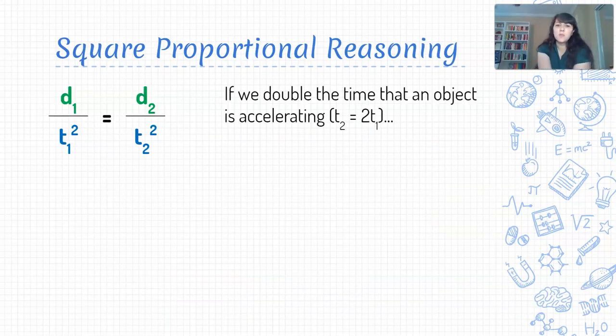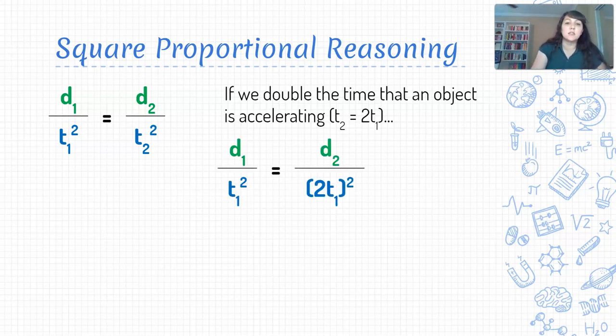So let's unpack what that means and how we can use that information, okay? So say, for example, I'm trying to predict the displacement of an object once it's traveled for twice as long as where it currently is, all right? So I'm doubling the amount of time that my object is accelerating. So I can take this square proportional reasoning equation for our quadratic relationships, and plug in 2t1 for t2, because I'm talking about doubling the amount of time that the object is accelerating.